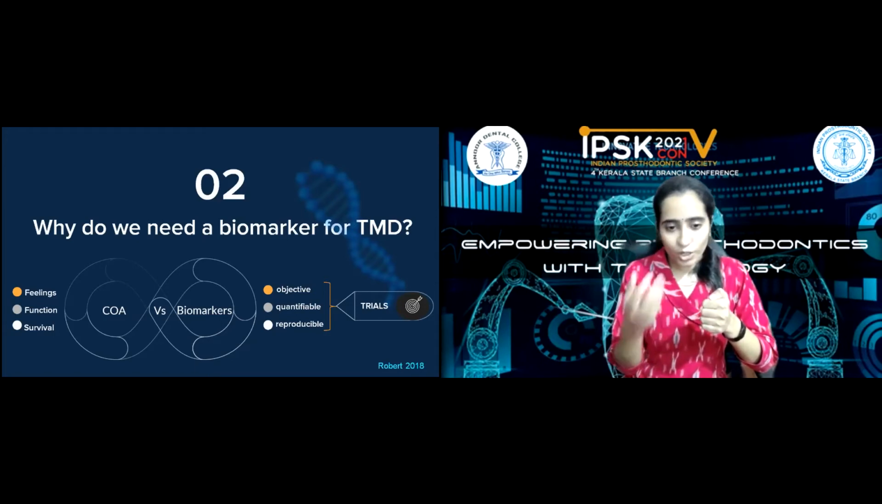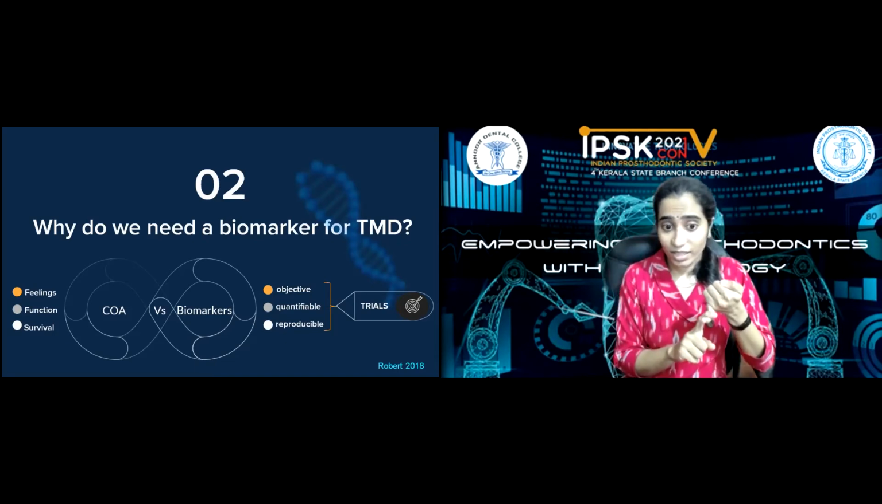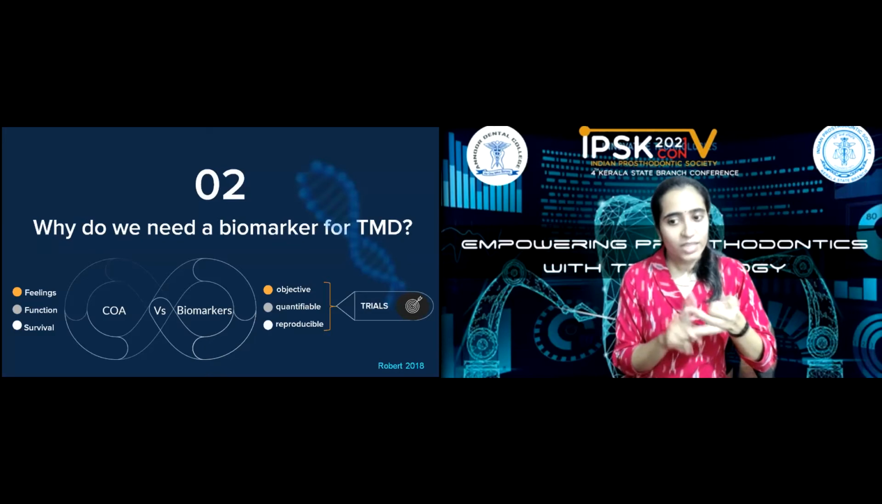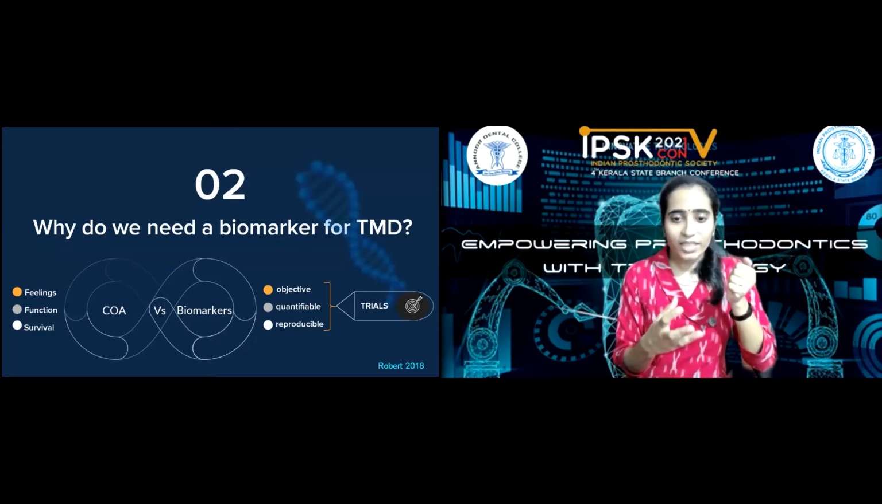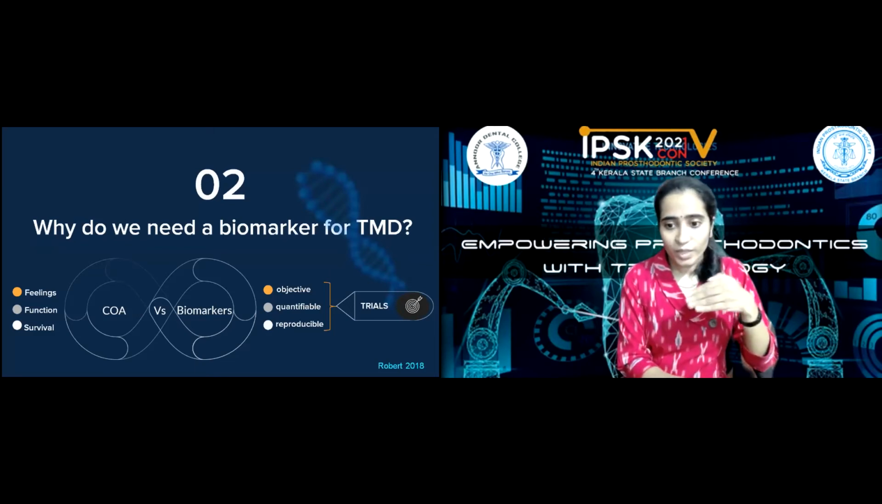Trials is not just doing trials for research. Trials and best done trials are needed for patient care, clinical research, as well as pharmacotherapy. So to make these studies valuable and to make this data derived from quantifiable inputs, we will have to depend on the biomarkers. So we can slowly wipe out this dilemma from TMD.